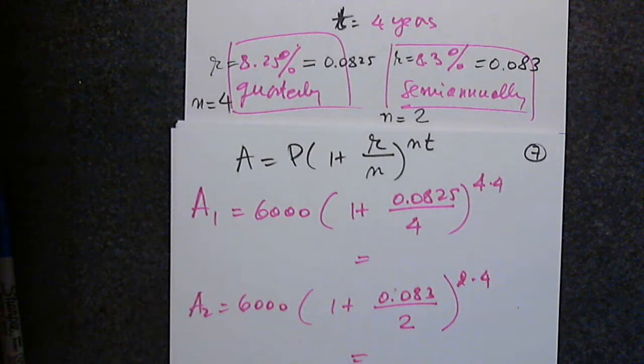Ready? Okay, so we have 6,000 in parentheses 1 plus 0.0825 divided by 4. Close the parenthesis, power in parentheses 4 times 4, 16.